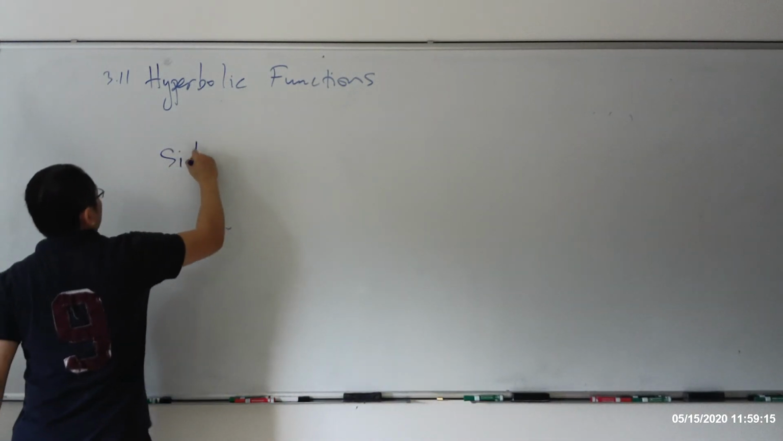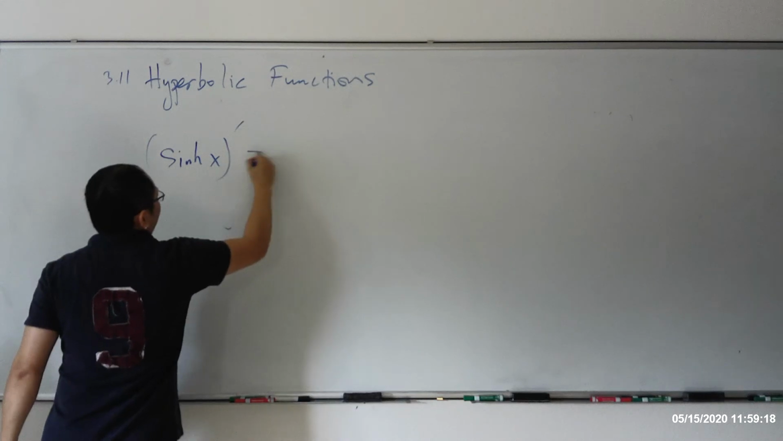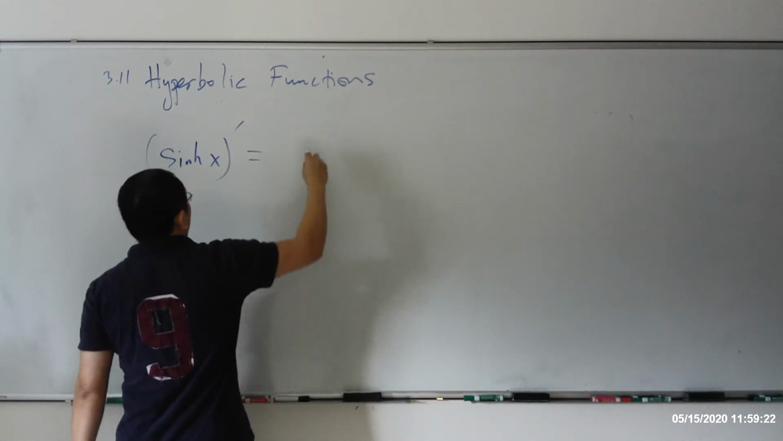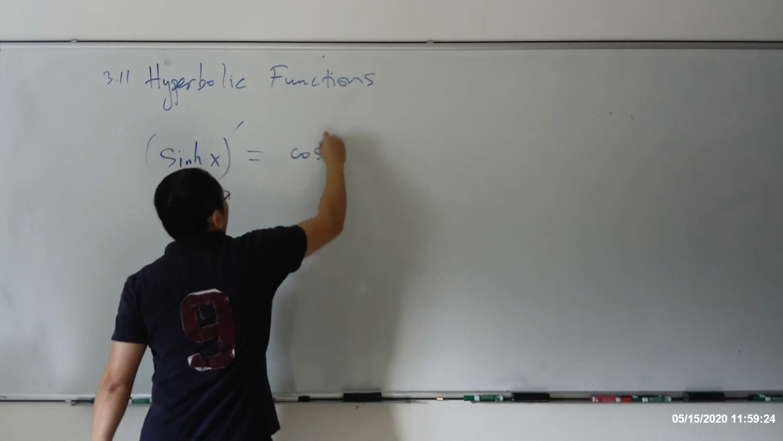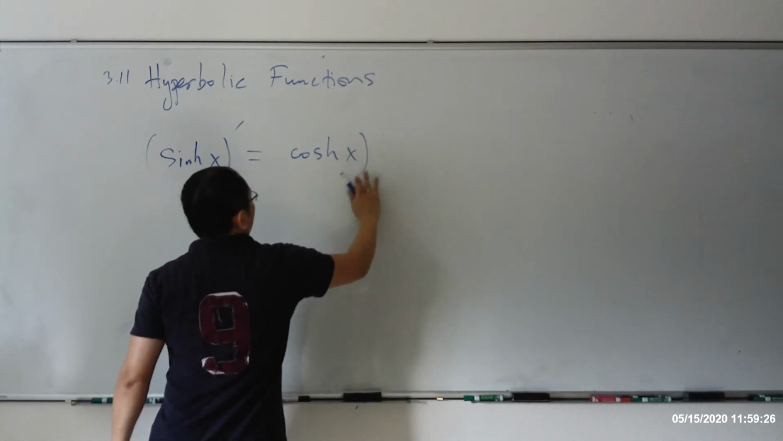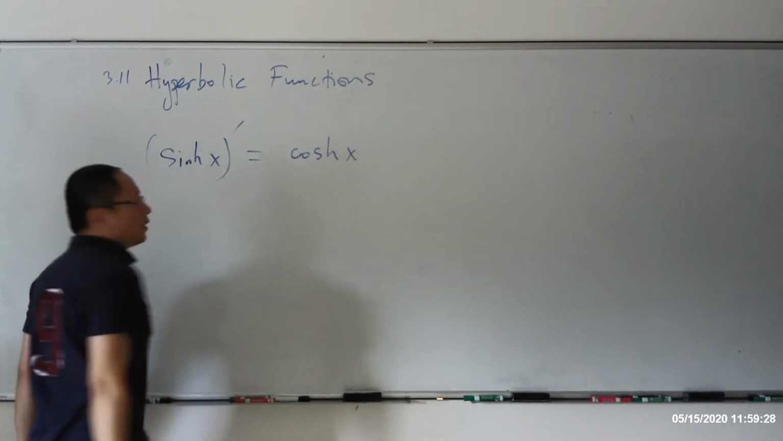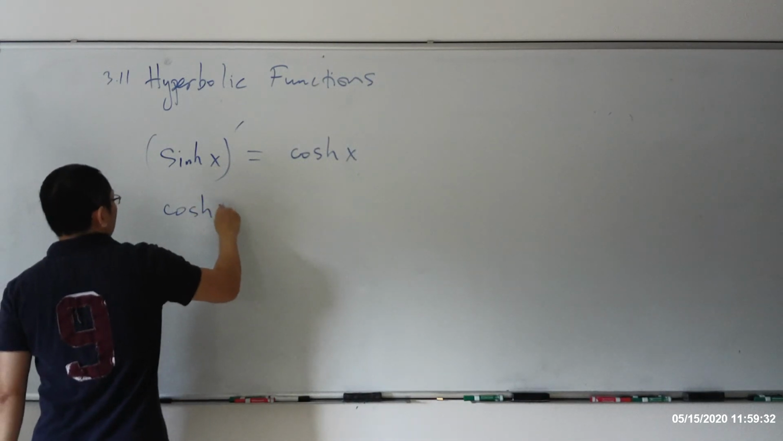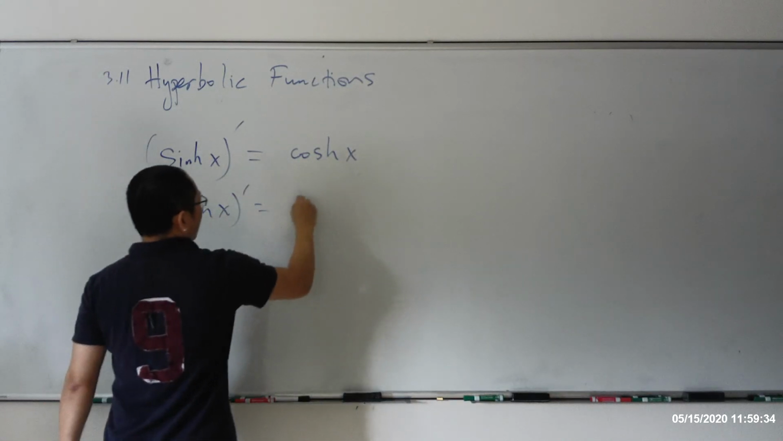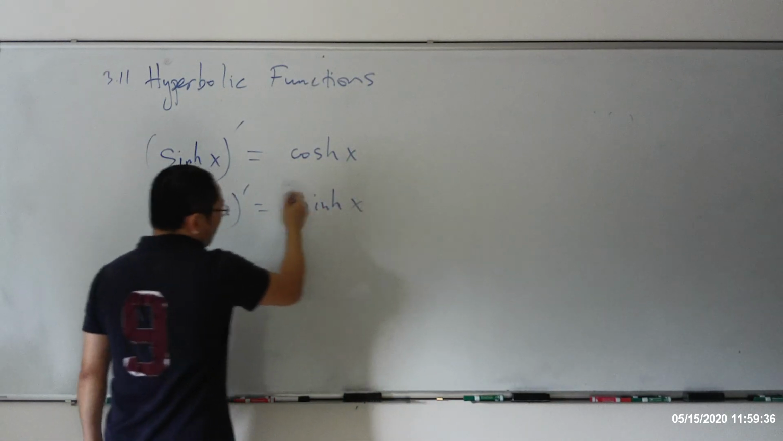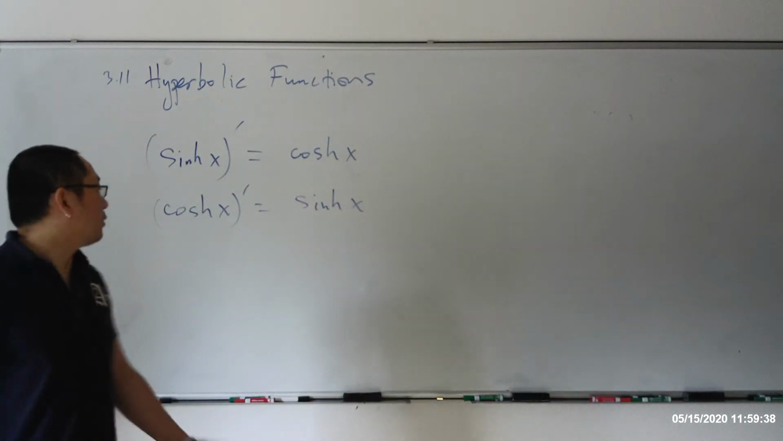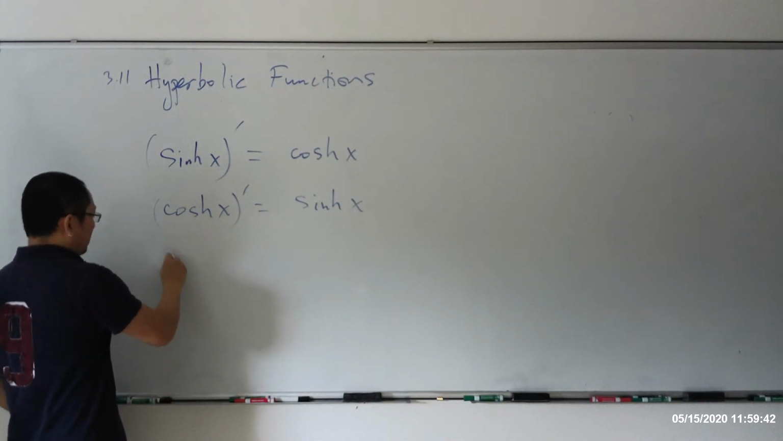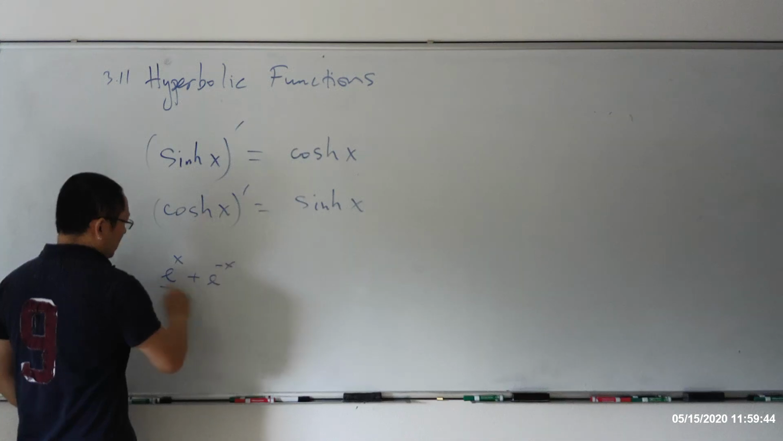Hyperbolic sine derivative is very similar to the circular trig case. This is cosine. Derivative of sine and cosine. Now here comes the interesting thing. Derivative of cosine is just sine. No more negative. How to prove this? Same thing, let's do cosine right here. Cosine is e to the x plus e to the negative x over 2, right?